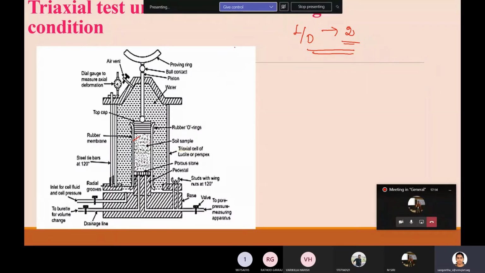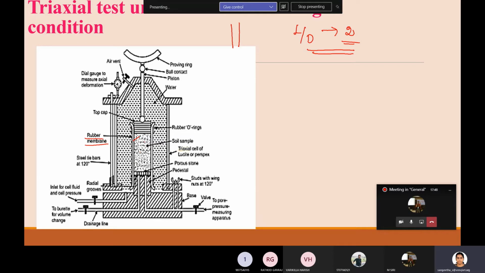In the UCS test, the sample is not confined with anything. The sample is simply kept on its own self weight, so one unconfined sample is kept. Whereas here, the sample is covered with the help of a rubber membrane. Could you see here on my screen? The rubber membrane is used to cover up the sample, and at the top and at the bottom porous stones are provided, and to hold this membrane with the sample, O-rings are used.